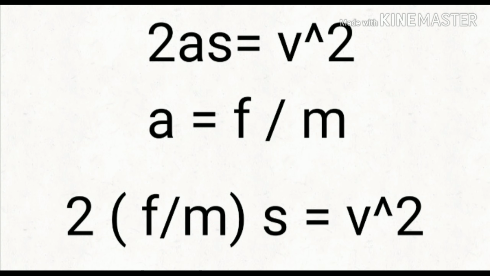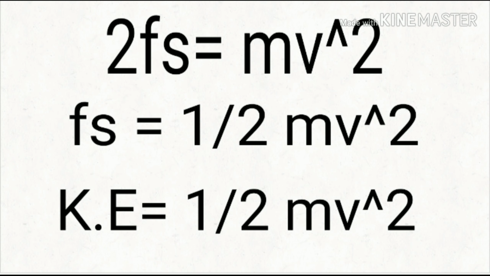And here A can be derived. A is equal to F divided by M, because force is equal to mass into acceleration. So if we change it a little bit, we get A is equal to F divided by M. So finally we get a formula 2F divided by M into S is equal to v square. And if we take M to the right hand side, we finally get 2Fs is equal to mv square. If we take 2 to the right hand side, we get half mv square.